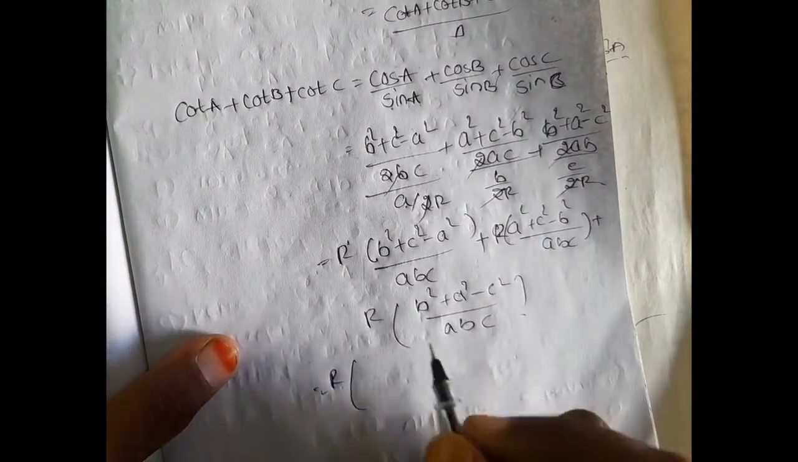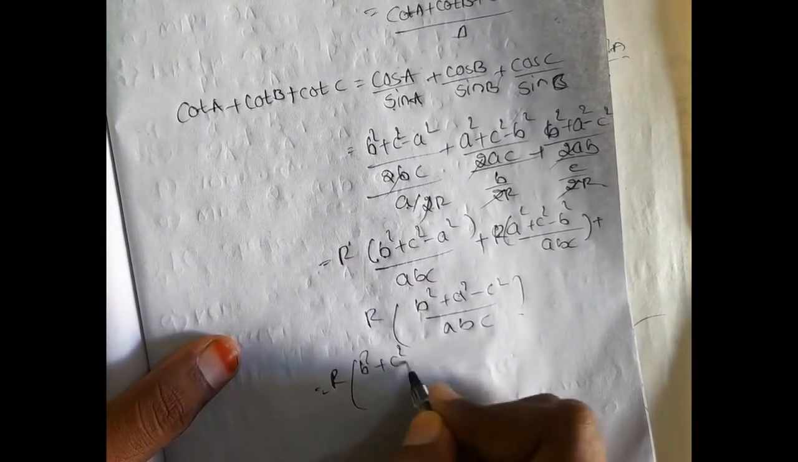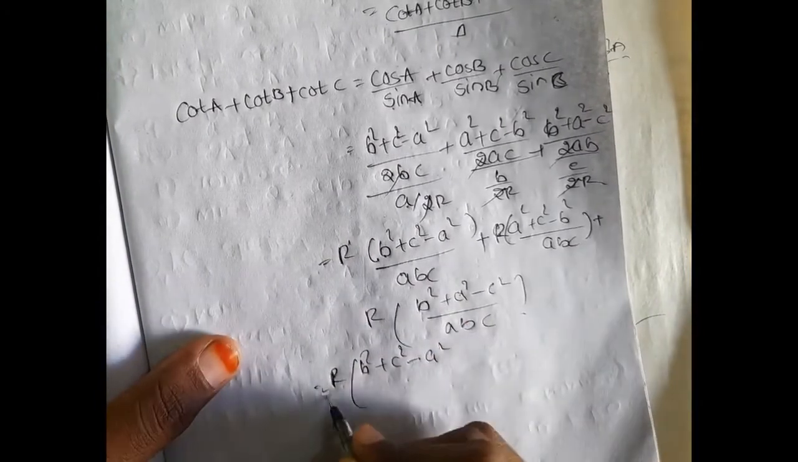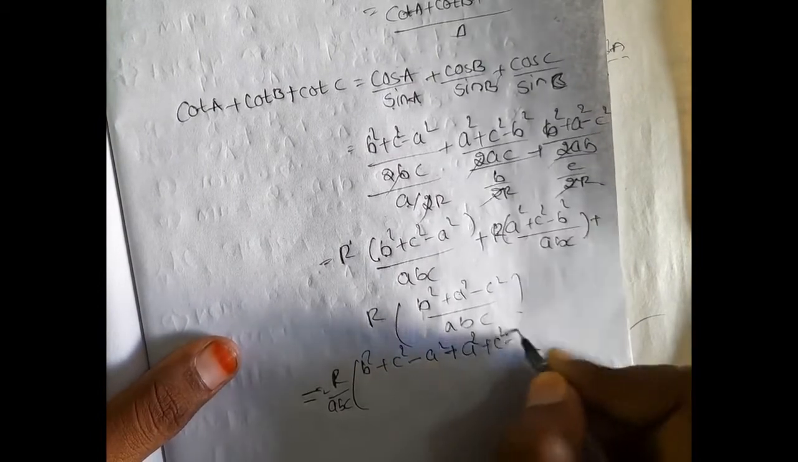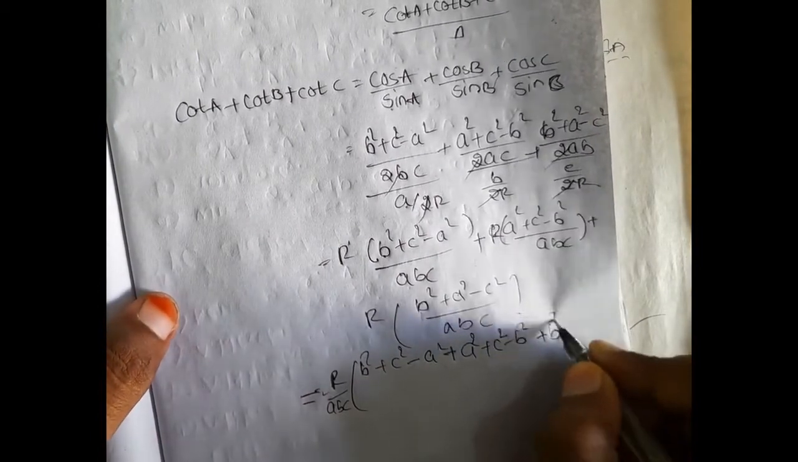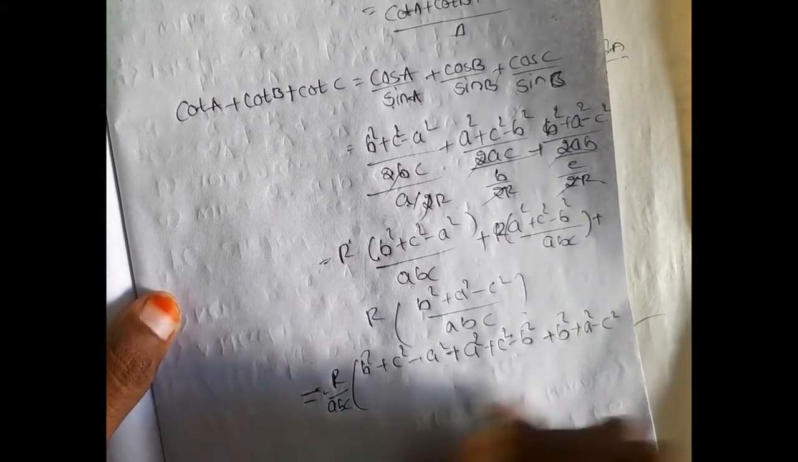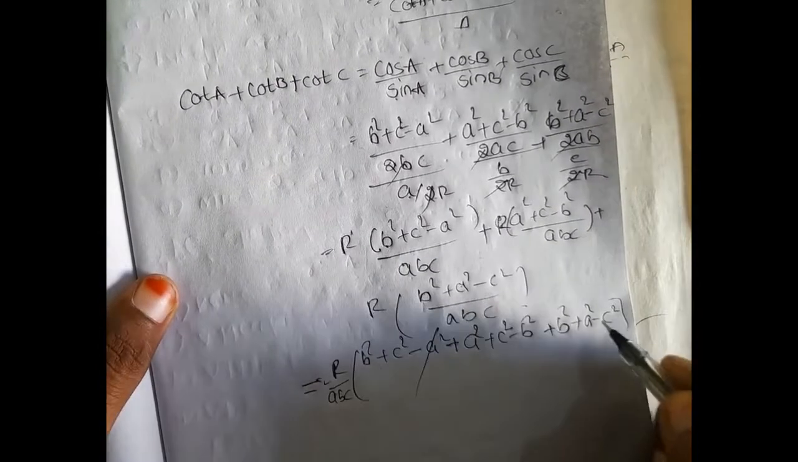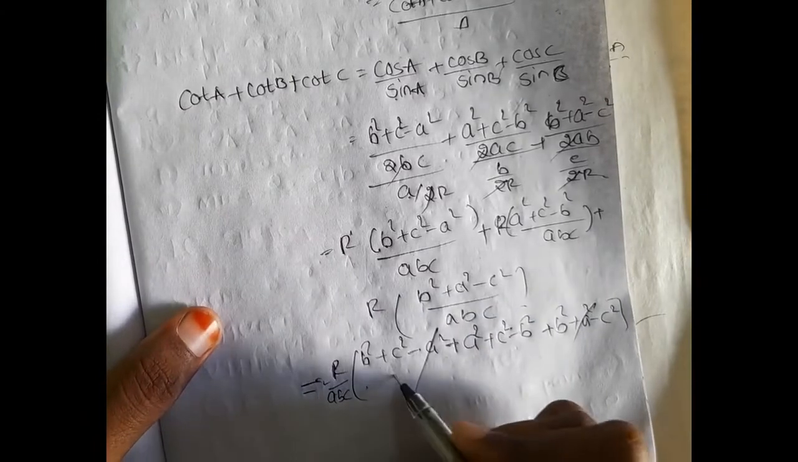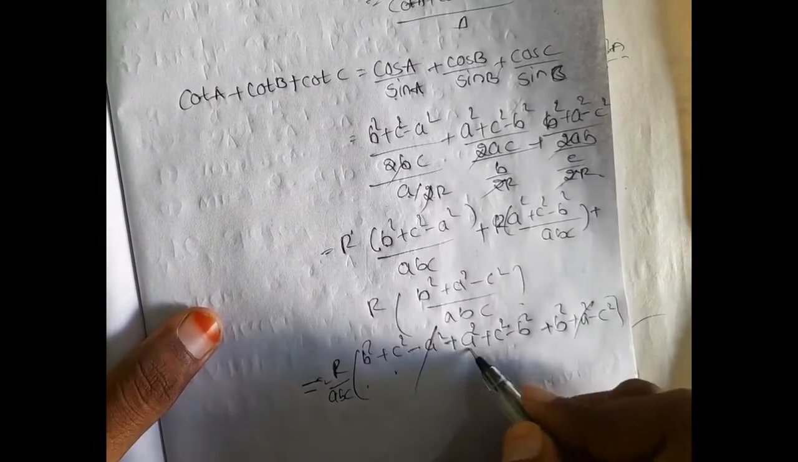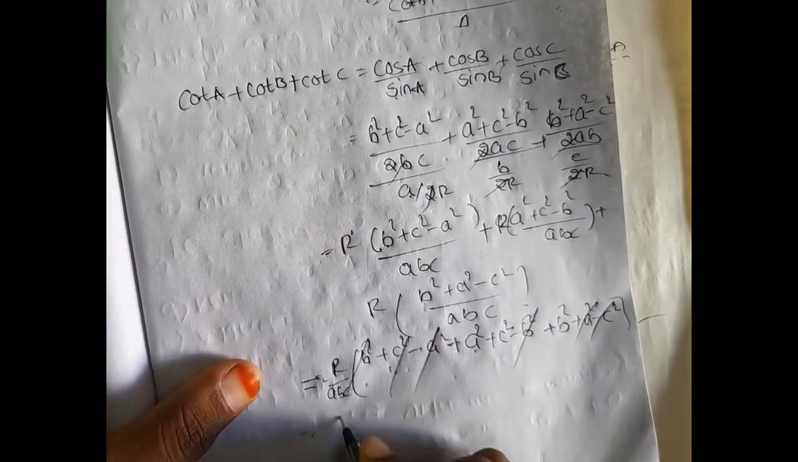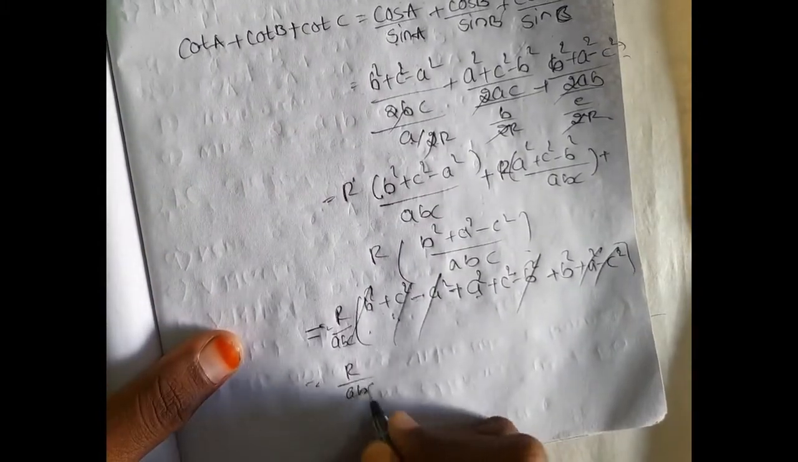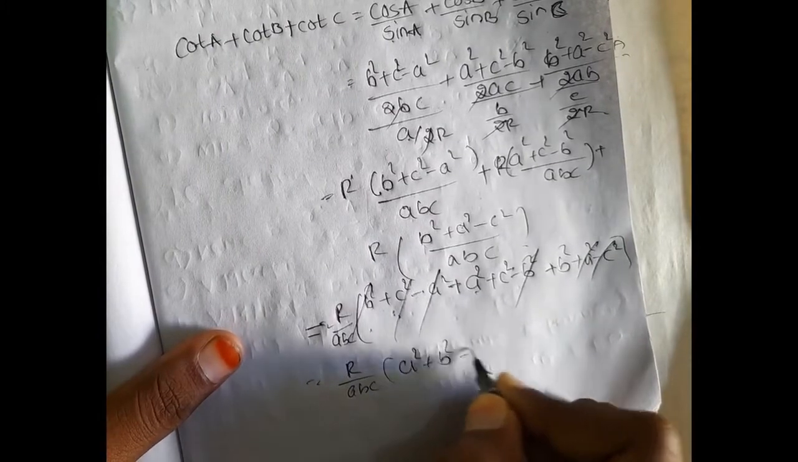Okay. Now from all this, R can be taken common. So b square plus c square minus a square, and abc can also be taken common in the denominator, plus a square plus c square minus b square, plus b square plus a square minus c square. Now a square on this side cancels, b square cancels, and c square remains. So R by abc, a square plus b square plus c square.